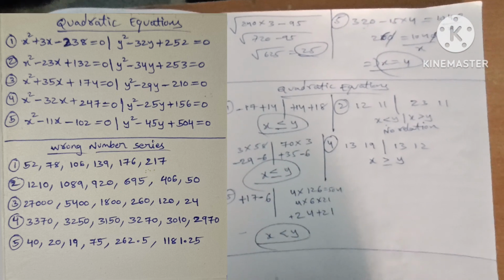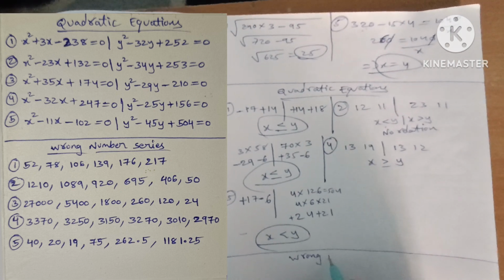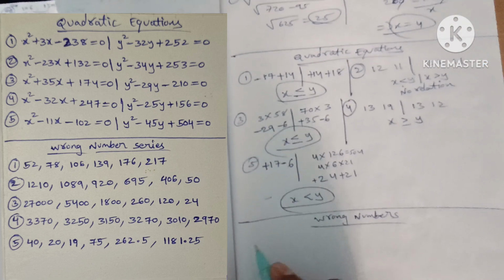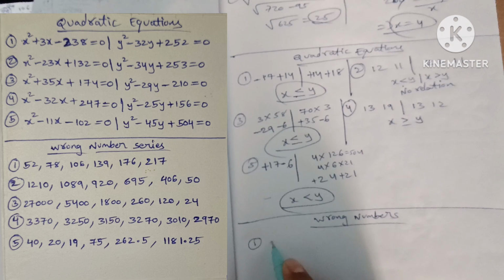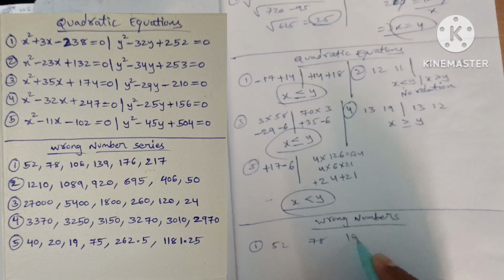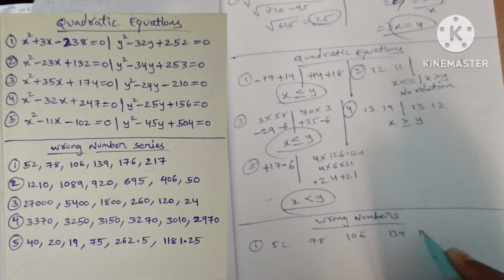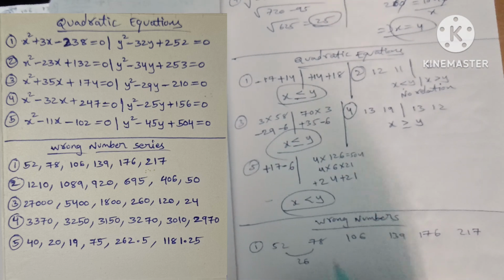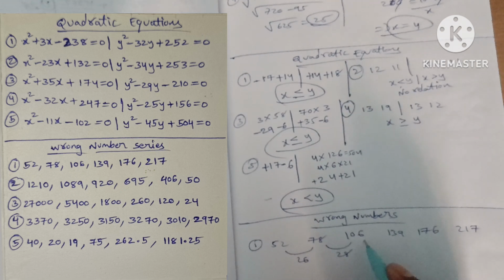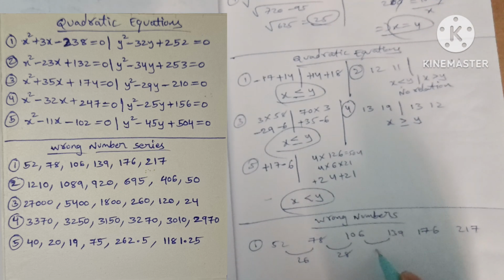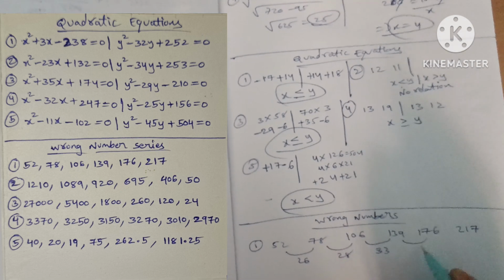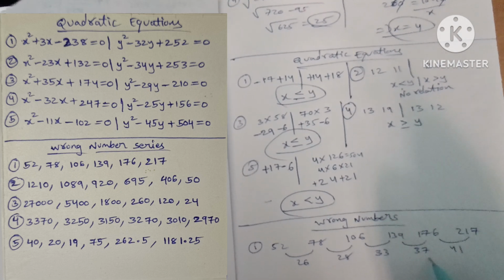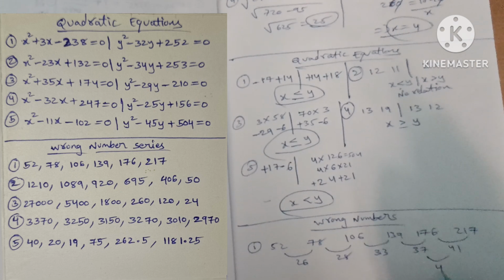Now we are moving to wrong number series. First one: 52, 78, 106, 139, 176, 217. Here the difference is 26, the difference is 28, the difference is 33, here the difference is 37, here 41. We go for further reference 4.